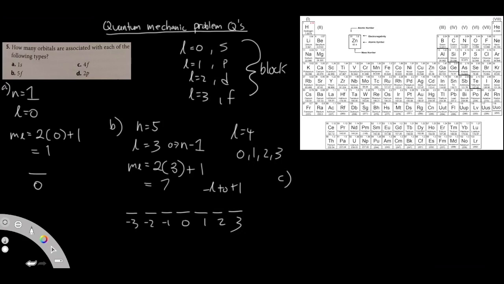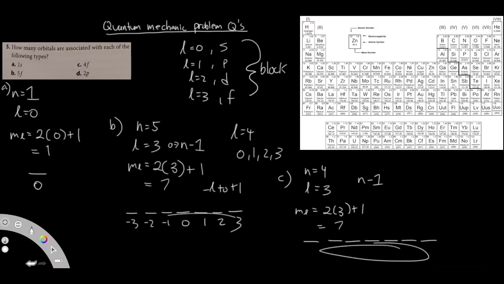All right, C. 4F. So N is equal to 4. L is equal to what? Well, F is that value of 3. And this follows that quite strictly, n minus 1. Okay, which is fine, which is great actually. So then ML is equal to 2 times 3 plus 1. All right, so 3 times 2 gives you 6, gives you 7. So it's following this thing again. It's giving us 7 orbitals again. So 1, 2, 3, 4, 5, 6, 7. Again, we can list them down here, the names here, but it's not really pertinent to the question.